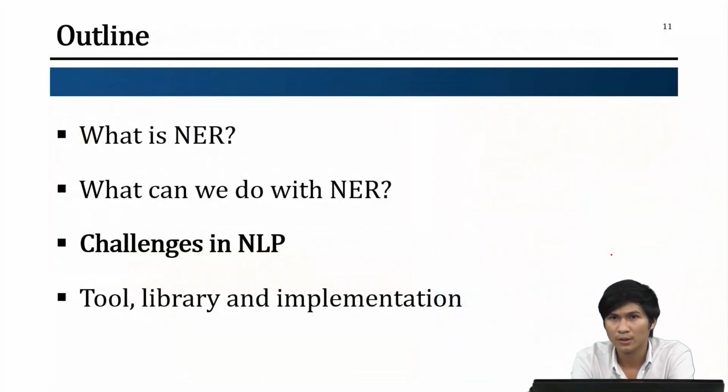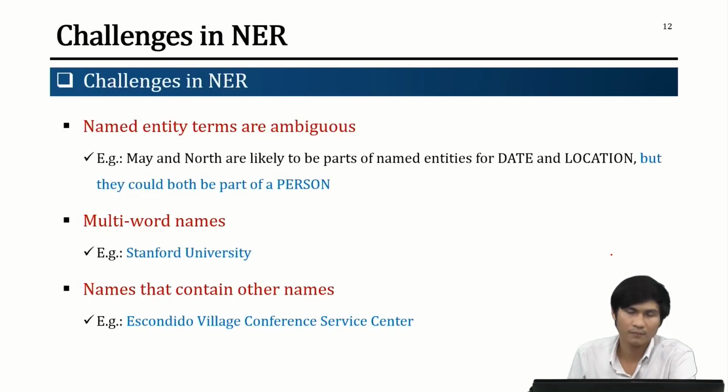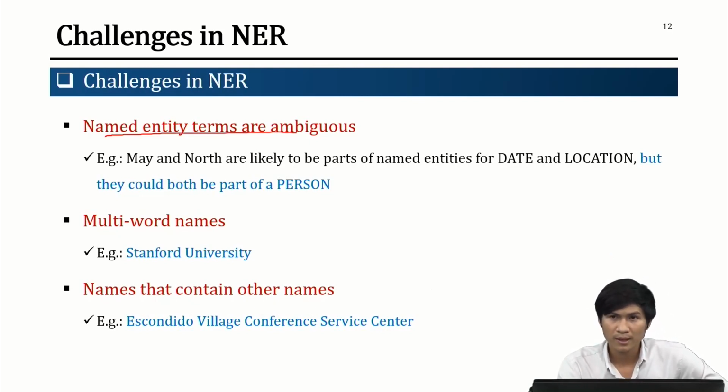Next, we will see the challenges in NLP. What are they? Before we can perform the NER operation, we face some major problems which should be considered during our preparation process. The first challenge is that named entity terms are ambiguous. What does ambiguous mean here? For example, we have the words May and Mark. They are likely to be parts of a date or location, but at the same time they could be part of a person's name, right? So they are said to be ambiguous because they can be used as the name of a person, or as dates or locations.